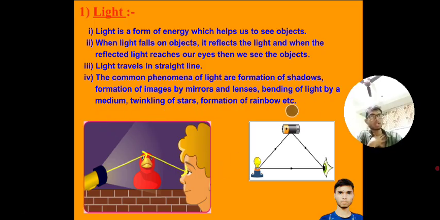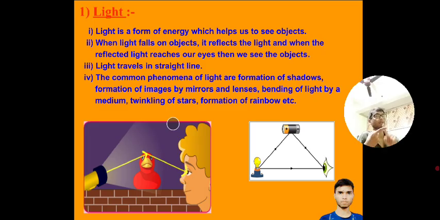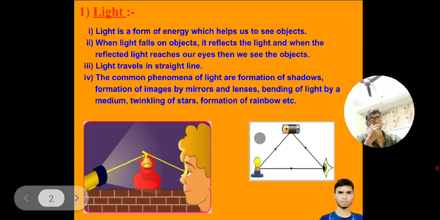Then bending of light can also be observed. Bending of light is possible when you have a transparent medium. Twinkling of stars, you realize the twinkling of stars in the sky. This happens because of the light. That's why you are able to see twinkling of stars. Next, we have the formation of a rainbow.